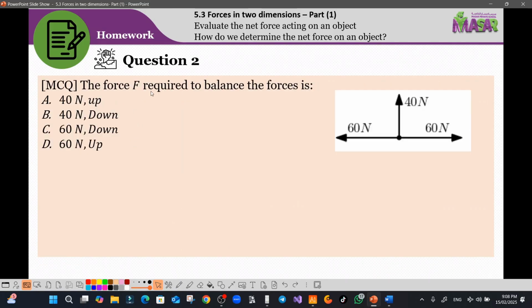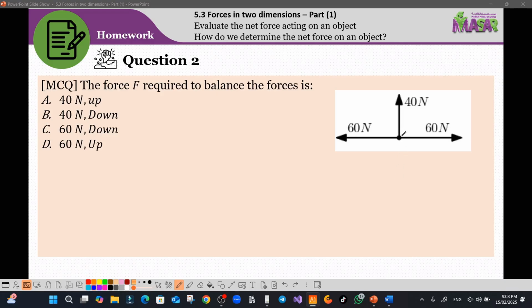Now the force F required to balance the forces is, so here they want me to make the whole system under balance forces. What is missing here? Another force to complete the balance vertically. They are balanced horizontally, but they are not balanced vertically. So I need another force with the same amount acting downward. So the correct answer is B.